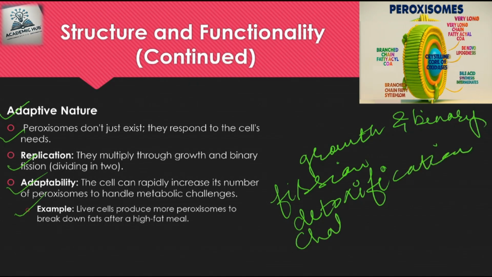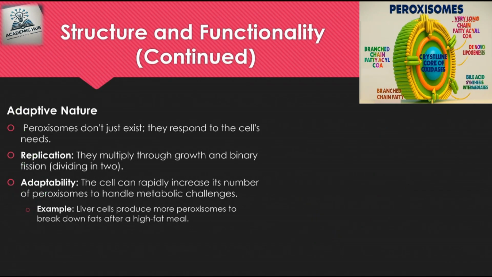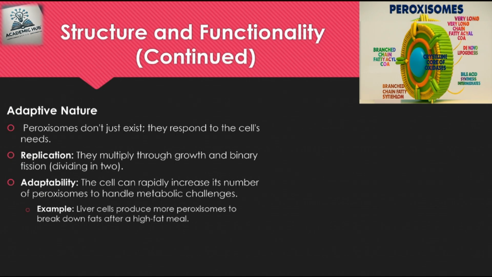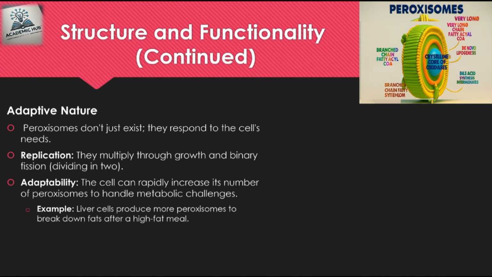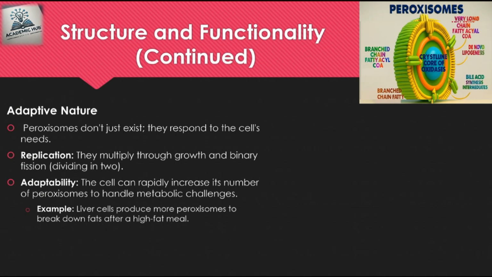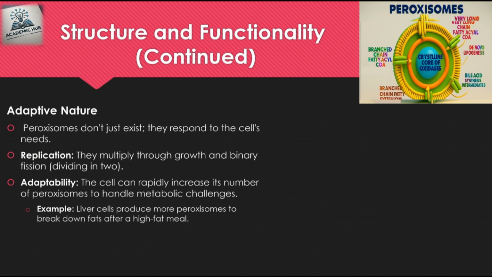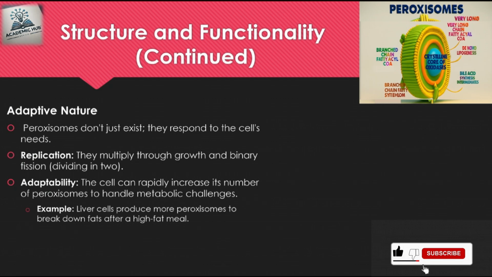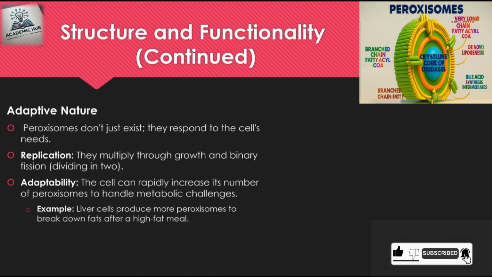For example, if we consume a lot of fatty food, our liver cells may sprout more peroxisomes packed with fat-digesting enzymes to handle the metabolic load. So this is the adaptive nature of peroxisomes.